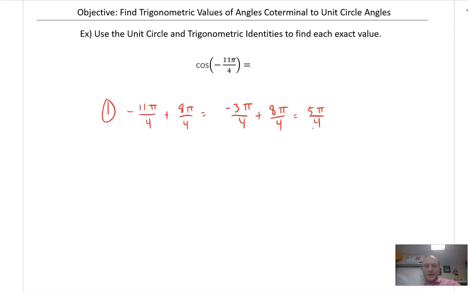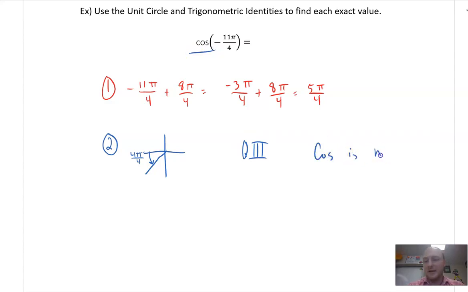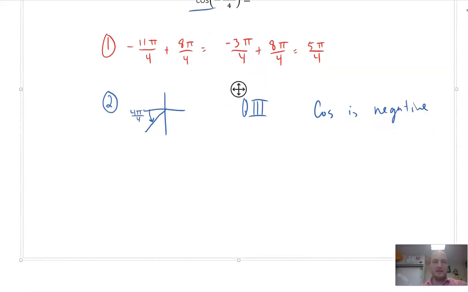Okay, so I know that that is a coterminal angle, and I will ask myself in step 2, where does this terminate? So again, 5 pi over 4, I hope you would know, right, if this is right here at pi, this is 4 pi over 4. So 5 pi over 4 is just 1 pi fourth forward. So we're in quadrant 3. And in this one, cosine is negative. So I know my value is going to be negative.